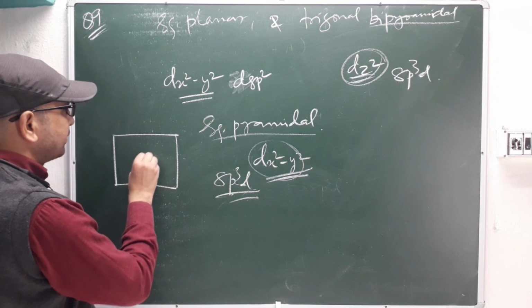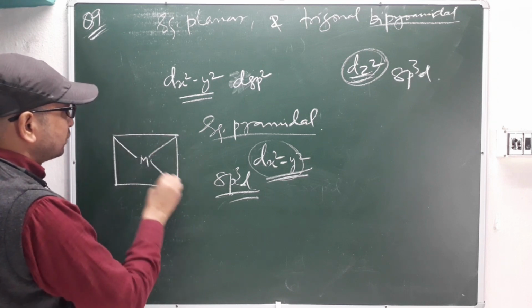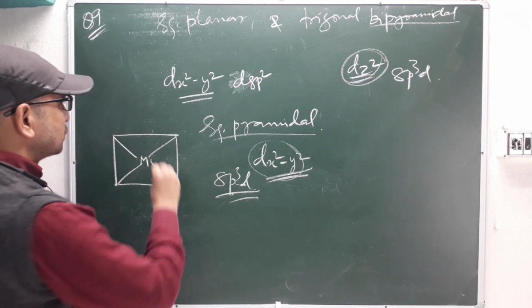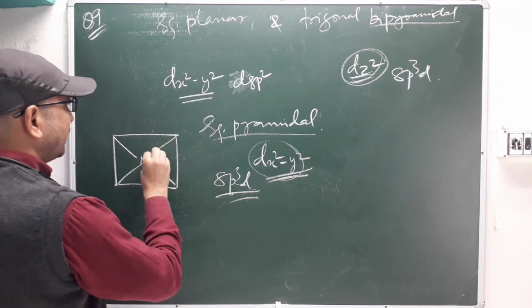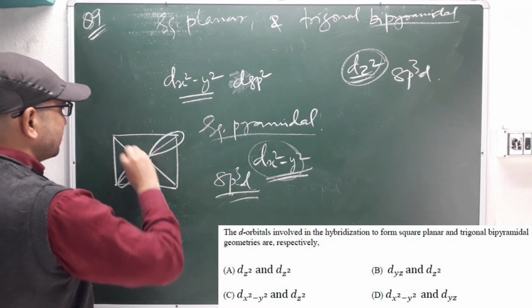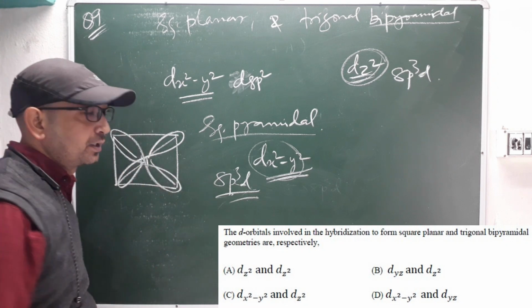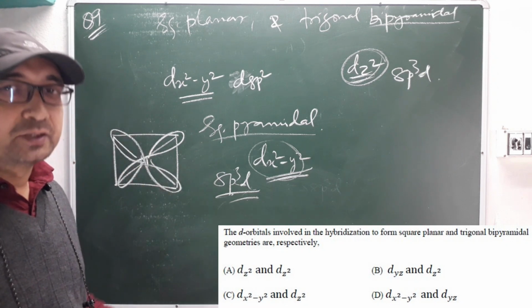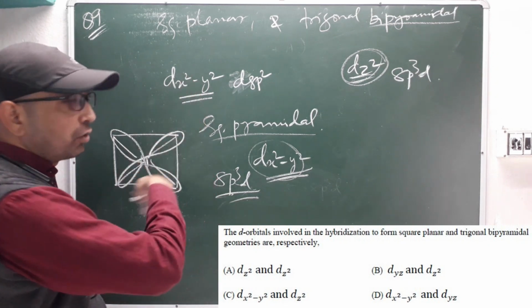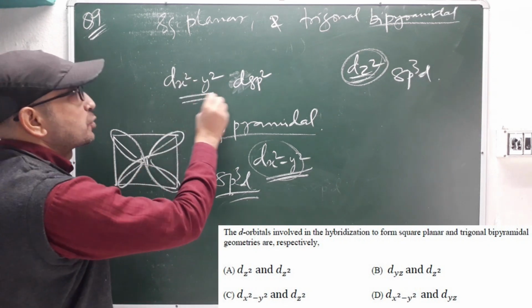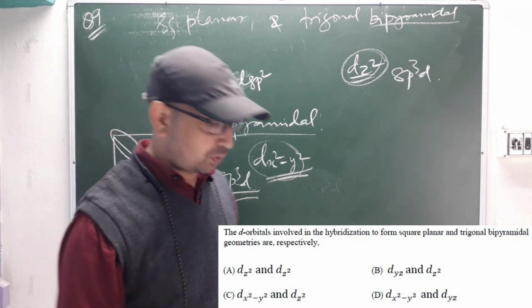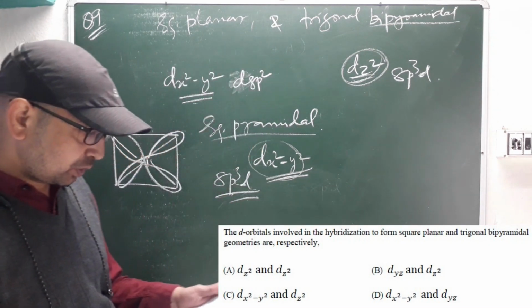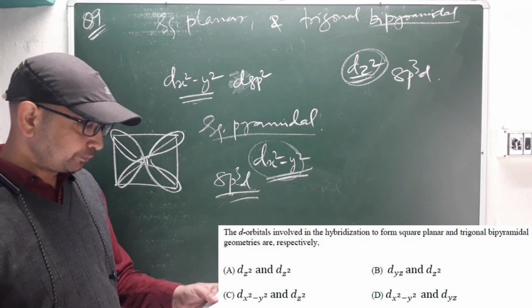See, this will be the central element. These all are in the xy plane, right? So x2-y2 means the orbitals will look like this, on the x and y axes, correct. That's why in square planar we have dx2-y2. So this is one more. Let's see if there are any other questions or not.